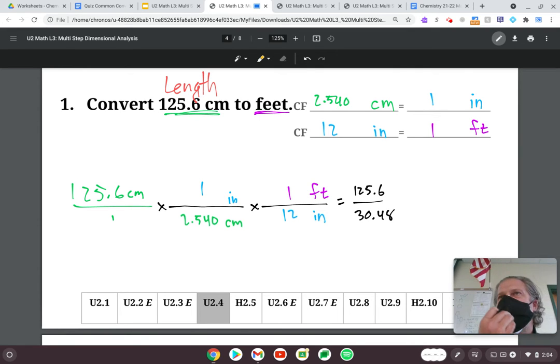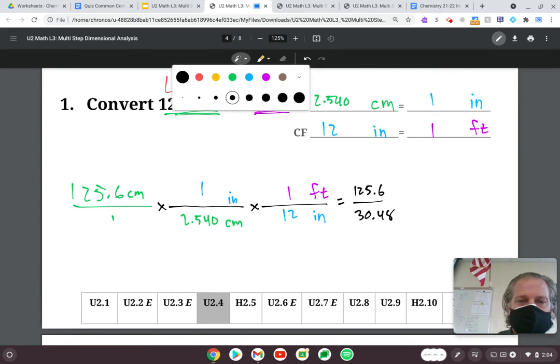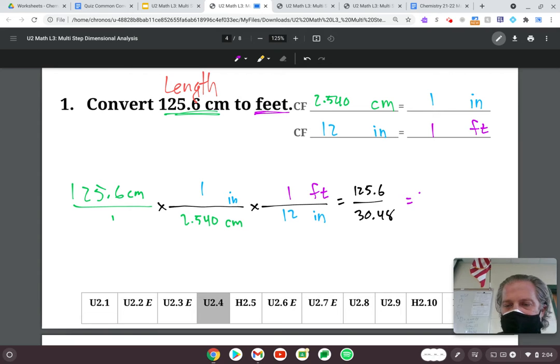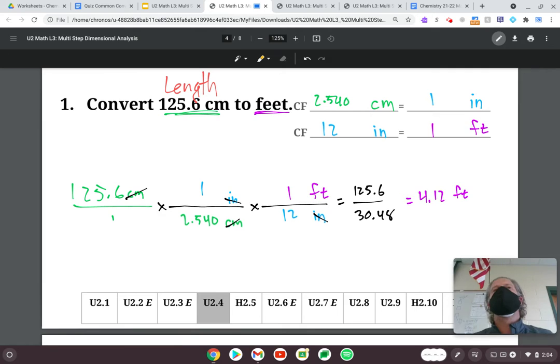And from there, I'm going to simplify. And when I simplify that, I get something like 4.12, and we'll say feet. And I can go back and check and see that centimeters cancels out and inches cancels out, and I'm left with a unit of feet.